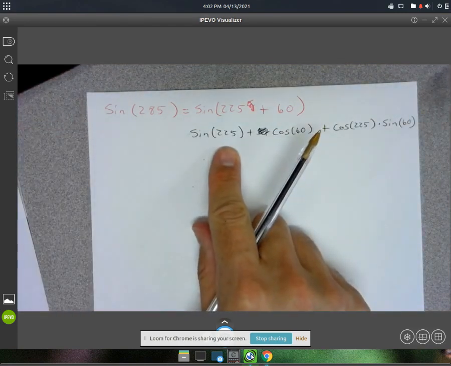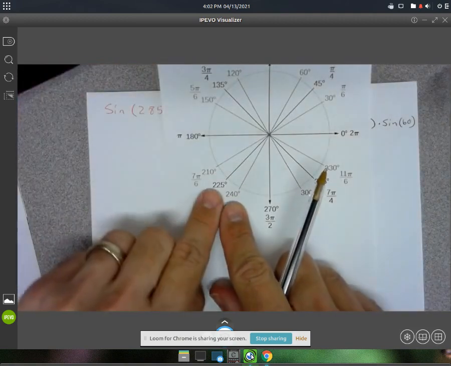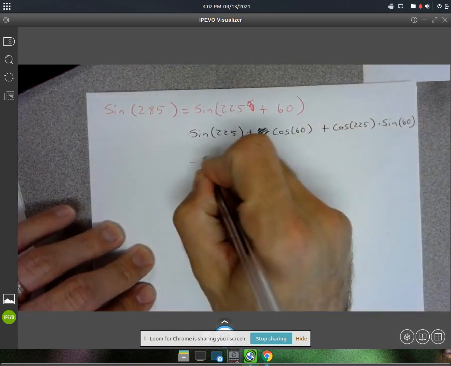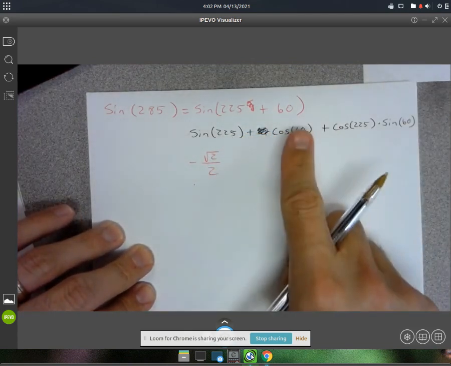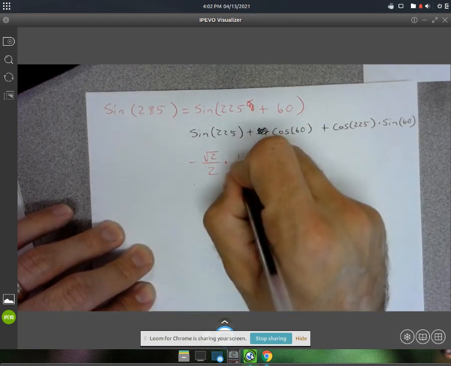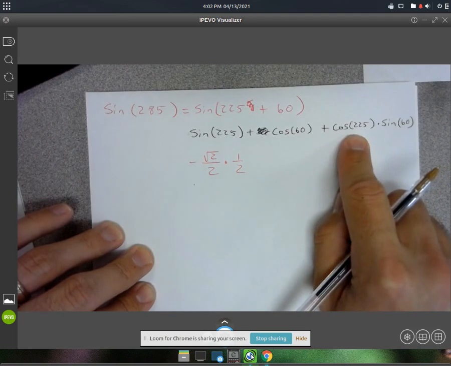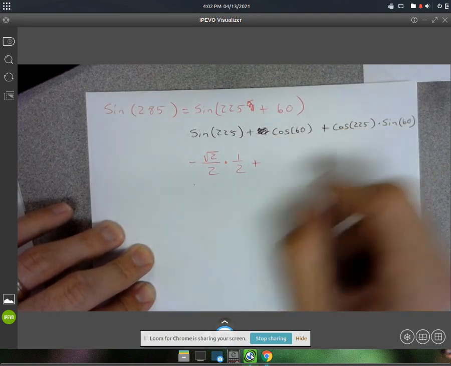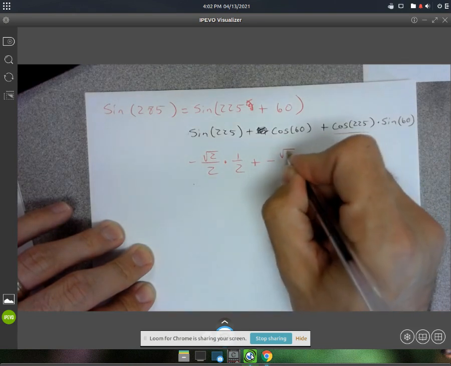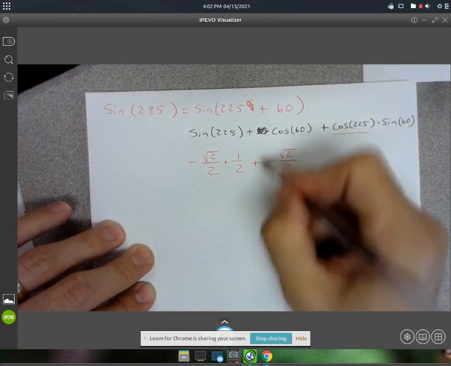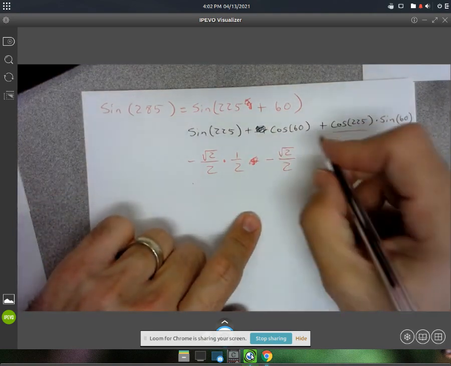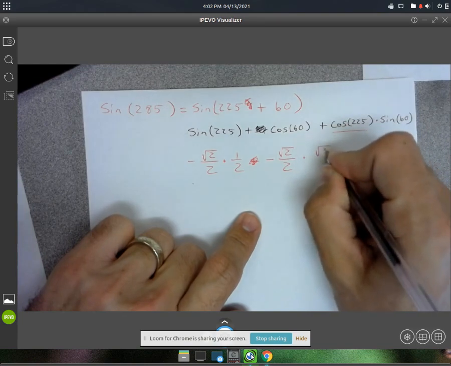All right, sine of 225. This is in the third quadrant, so down here. So it's going to be negative root 2 over 2. Cosine of 60, that one is 1/2. And then cosine of 225, that's also equal to negative root 2 over 2. I guess I don't need my plus, I'm going to say minus. And then sine of 60, that's going to be root 3 over 2.